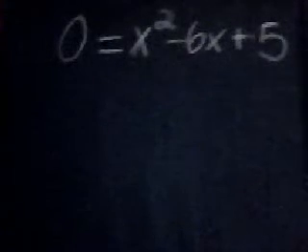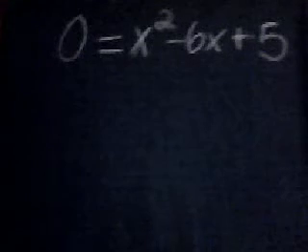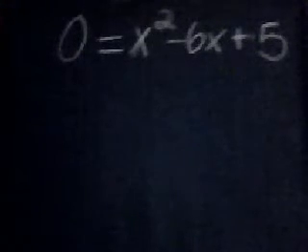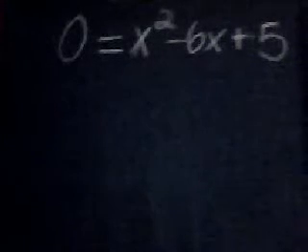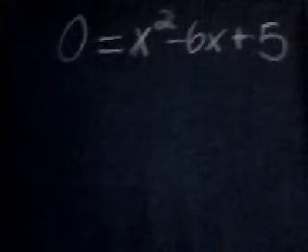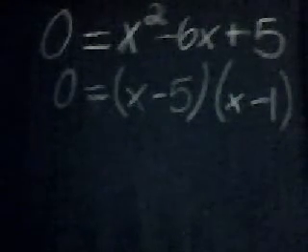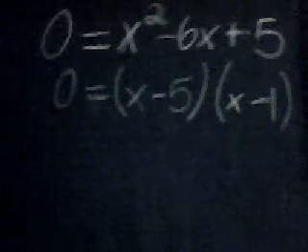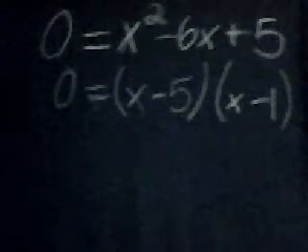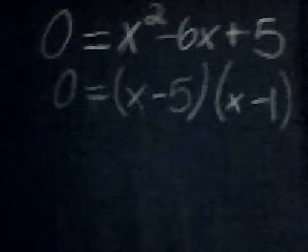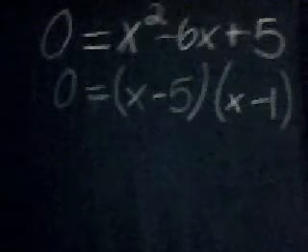Now we must find two numbers that multiply to 5 and add to negative 6. So two numbers that multiply to 5 and add to negative 6 will be negative 5 and negative 1, which multiply to get 5 and add to negative 6.